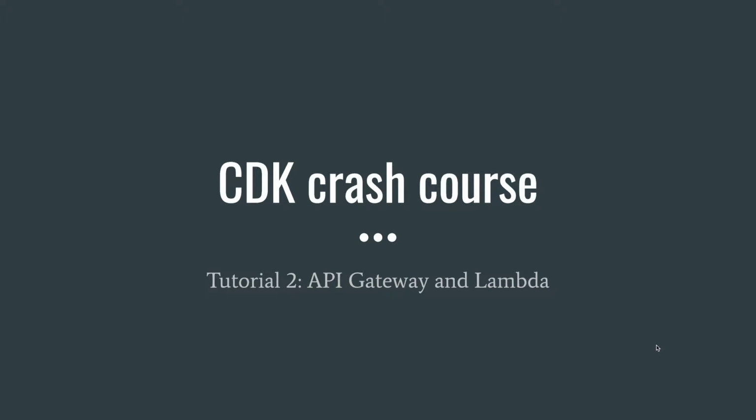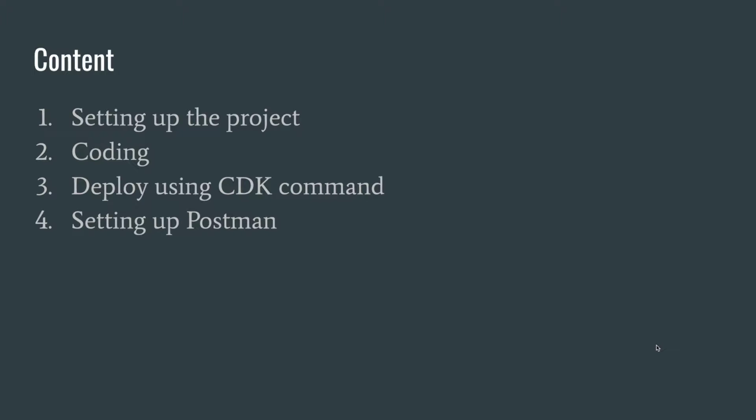This is the second episode of my CDK crash course. In this video, I will talk about API Gateway and Lambda. First, I will show you guys how to set up the project, and then we will do the coding together. After that, we use the CDK command to deploy our application to the cloud. And finally, I will show you how to set up a Postman collection to test our API. That should be it. Without further ado, let's start.